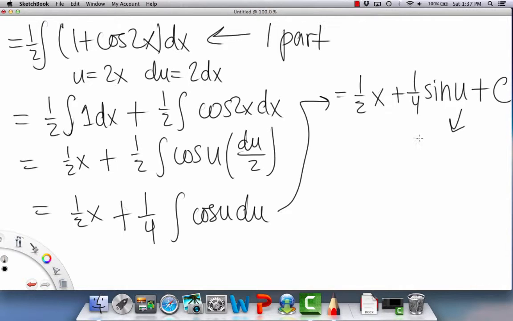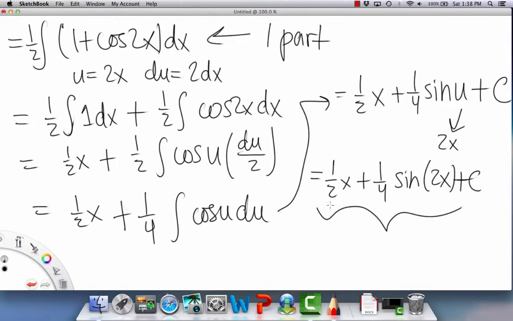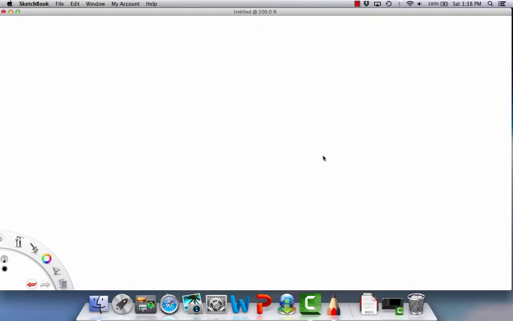All right, and then the last step here for the first part is to plug in our 2x for the u. So the first part's going to look like this. 1/4 sine of 2x plus c. Okay, so keep this in mind. Jot that down in your notes if you haven't already. And now we're going to move on to the second part.